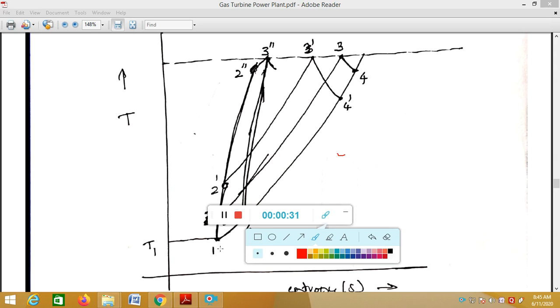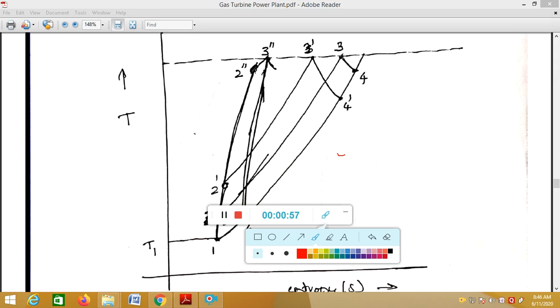compressor. T1 is fixed, taken to be the atmospheric temperature, say 25 degrees centigrade or 30 degrees centigrade, and T3 is the temperature at the inlet of the turbine. It is fixed by metallurgical considerations. So T3 is the temperature which the turbine blades can withstand. So T3 is equal to, say, 1000 Kelvin.